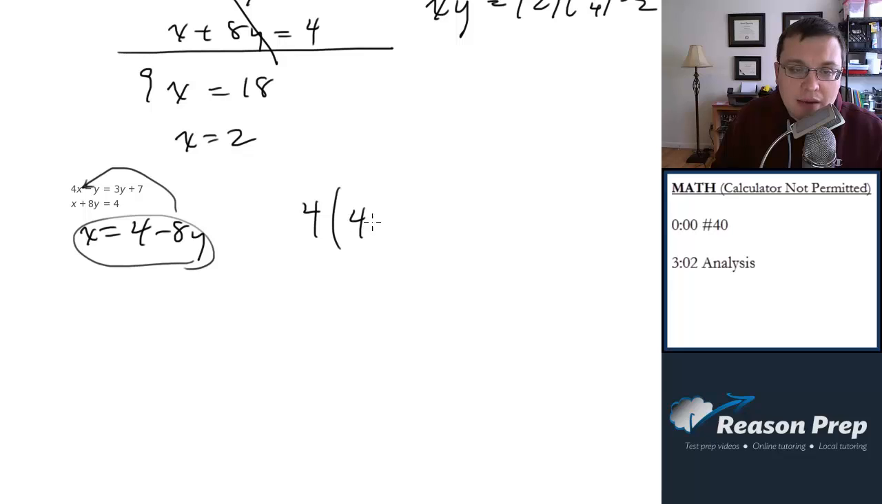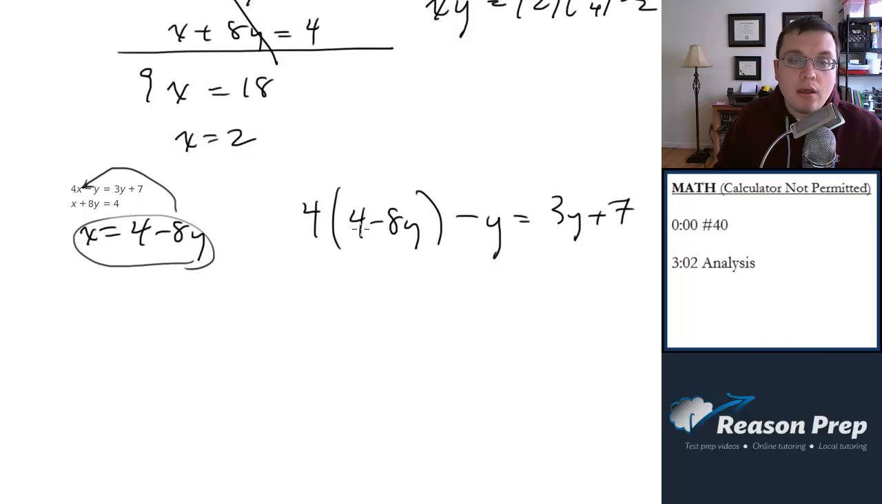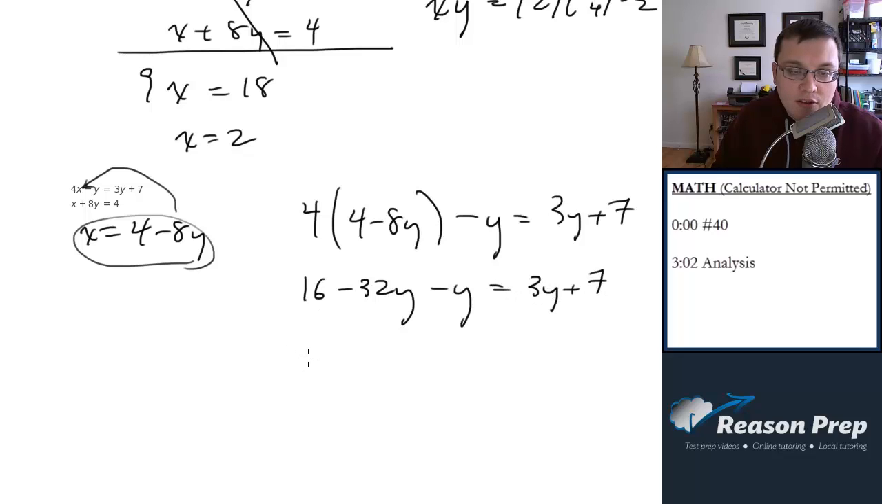So 4 times (4 minus 8y) minus y equals 3y plus 7. So 16 minus 32y minus y equals 3y plus 7. So I get 9 on this side. This is negative 33y, which I'm going to add to both sides, positive 33y. So we're going to end up with 36y. So y equals 9 over 36, which is a quarter.